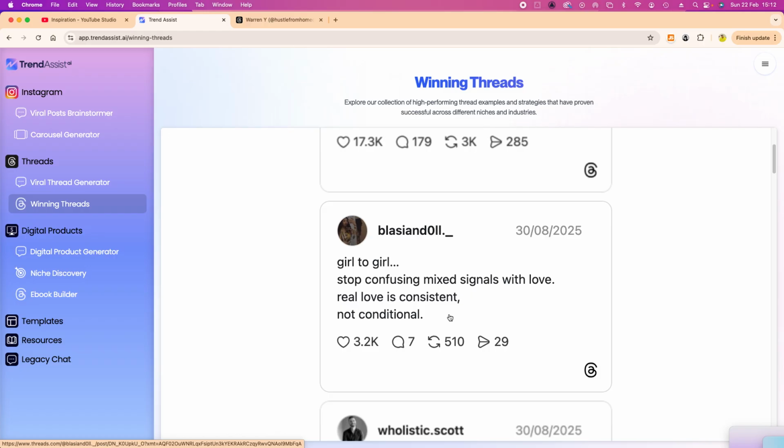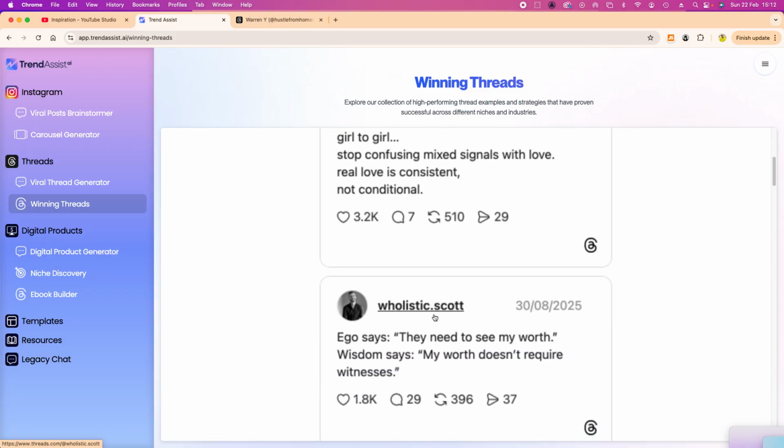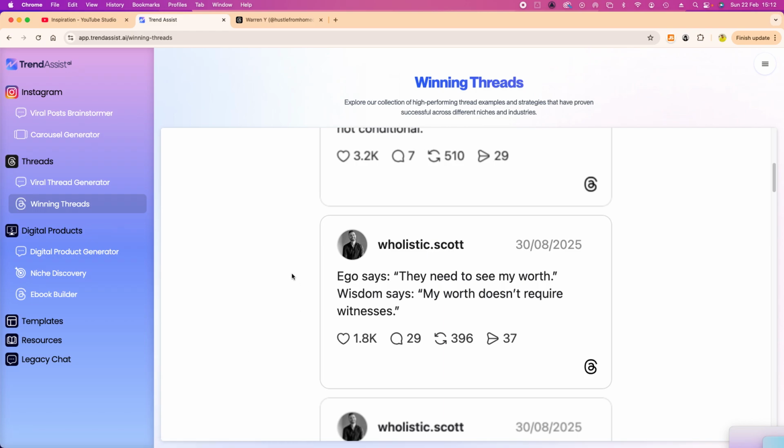Now we can change this. So you can say, man to man, stop confusing mixed signals with love. Real love is consistent, not conditional. All you had to change is the girl to girl to man to man, right? That's all you had to change. Now, maybe we could change real love to time spent is consistent, not conditional, or being a good listener is consistent, not conditional. So just change one or two things. Let's look at this one.